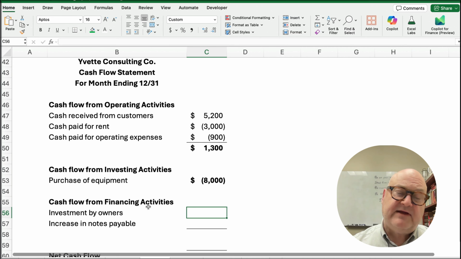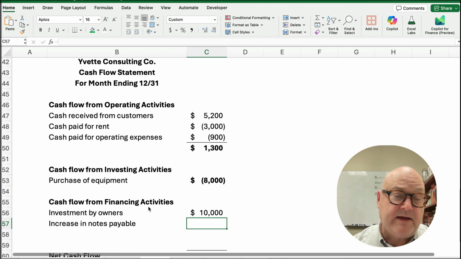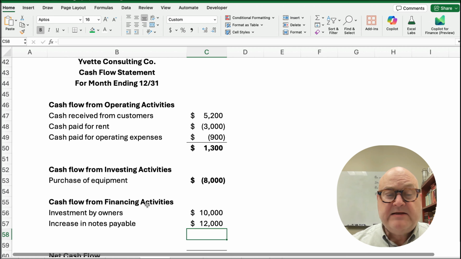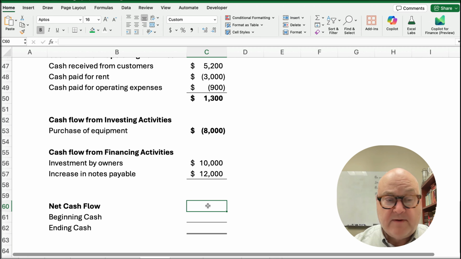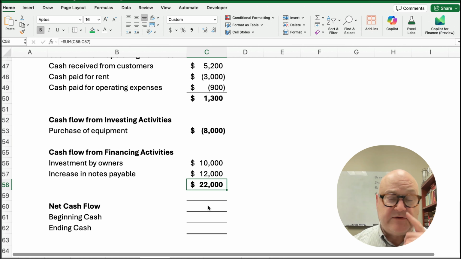Now, financing activities is the idea we're borrowing money, or owners put money in, we're repaying loans, owners take money out of the business, like dividends. So we have two things going on here. We had investment by owner, Yvette, and that was a positive $10,000. And we had increase in notes payable. Another way to say this is we borrowed money. We borrowed long-term debt, and so that's $12,000. All right? So what is our cash flow? Let's do the total for financing activities. Our financing activities are $22,000.